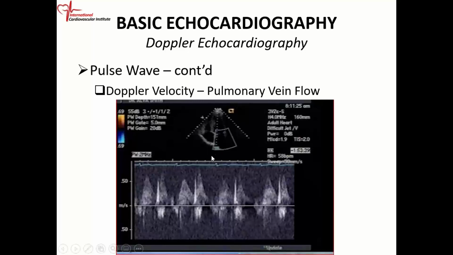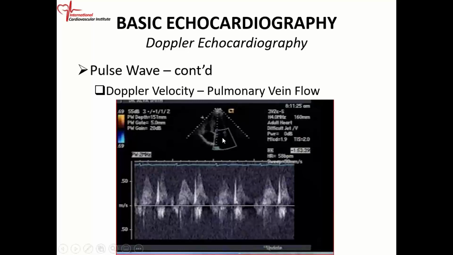Again, pulmonary vein is right there. The pulmonary vein drains into the left atrium, so it's moving towards the transducer. So in systole, when we talk about systole, we're talking about ventricular systole. In ventricular systole, you're going to have blood flow from the pulmonary vein enter into the left atrium. So you have a systolic component. In diastole, you're still going to have blood flowing from the pulmonary vein into the left atrium. So you have a diastolic component.